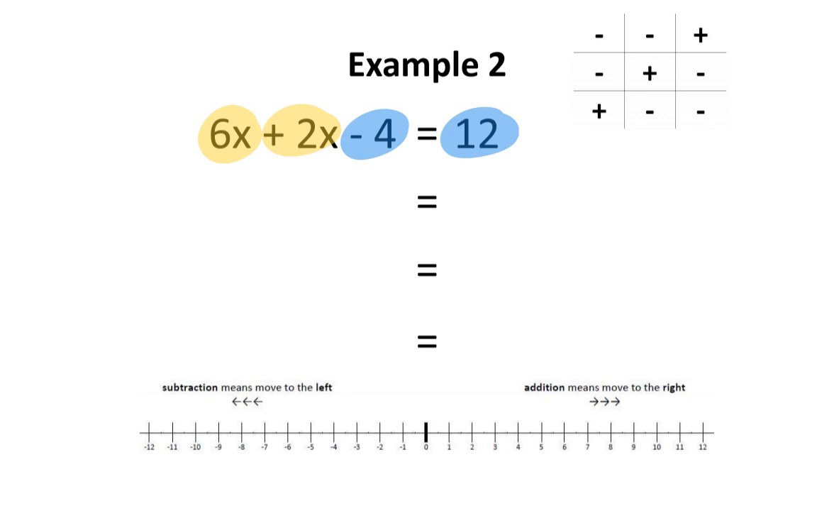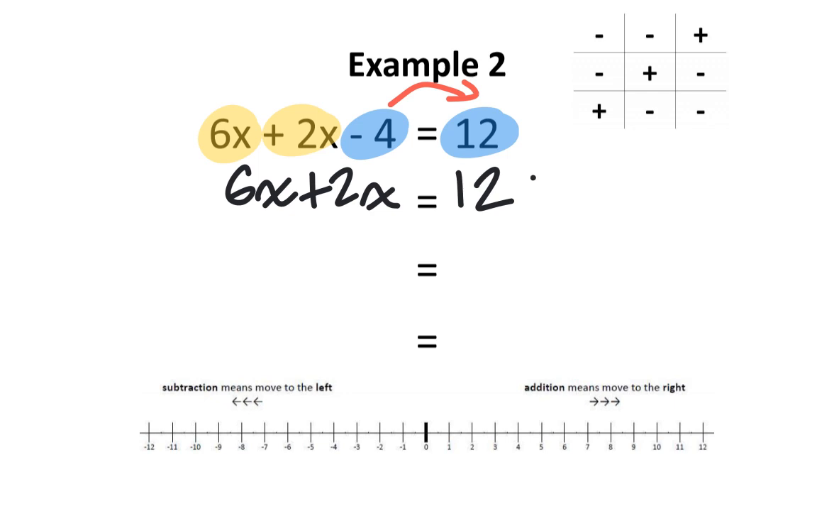Next, you'll have to bring the negative 4 over to be with the 12, or you can bring the 12 over to be with the negative 4. I'm going to bring the negative 4 over to be with the 12. Remember, generally speaking, you want to keep variables and numbers on separate sides of the equation. When you move a term across the equal sign, it actually becomes the opposite. So that negative 4 is no longer a negative. It now becomes positive 4.